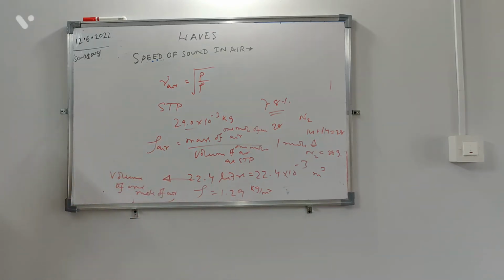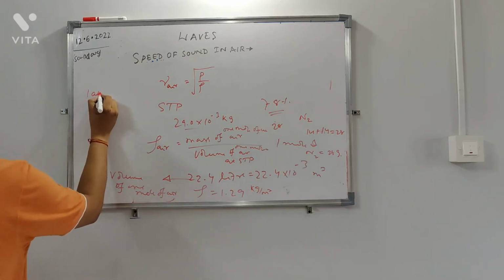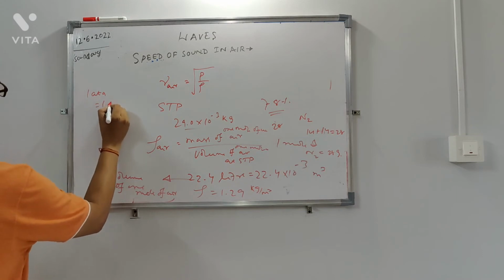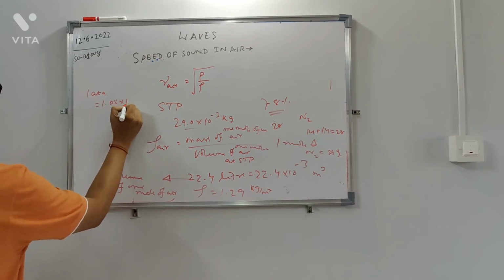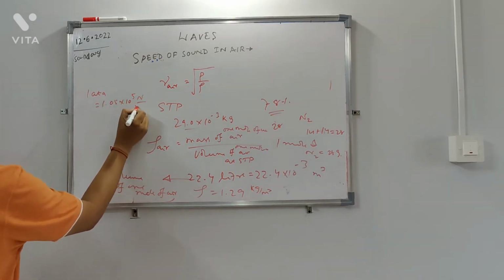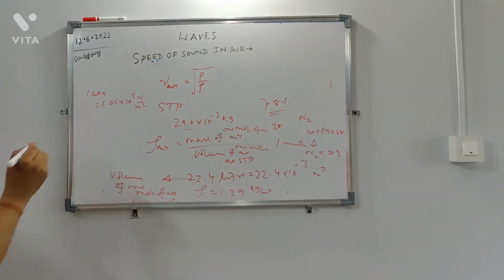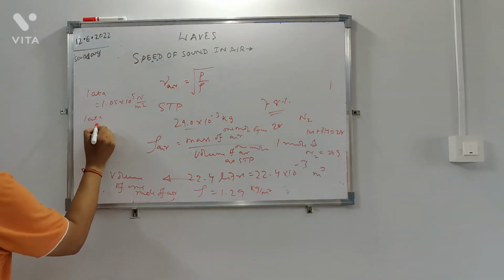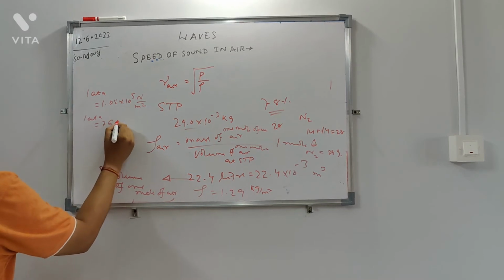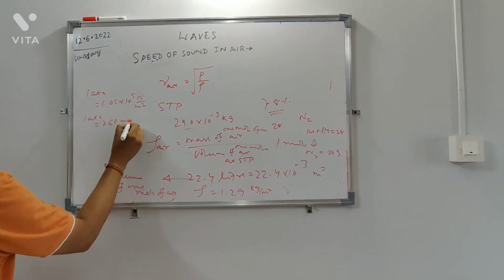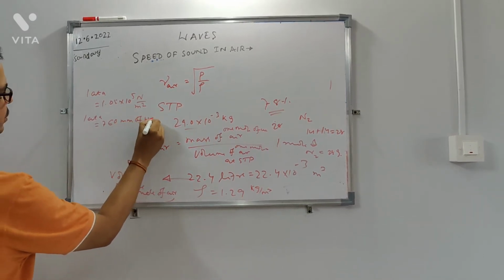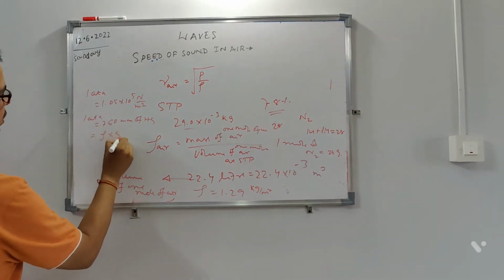What is the pressure at sea level? Your pressure is equal to 1.01 into 10 to the power 5 Newton per meter square. That is one atmospheric pressure. I have explained how it is derived. So 1 atm is equal to 760 mm of Hg, which is nothing but your rho into g into h.